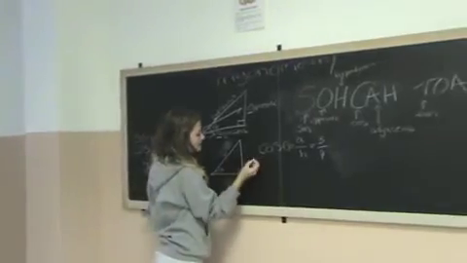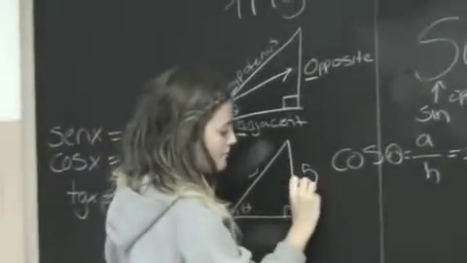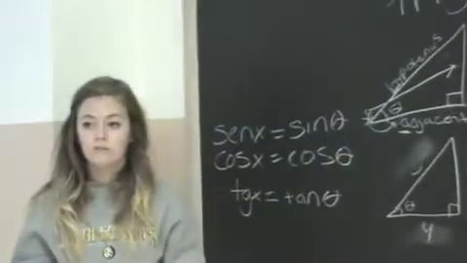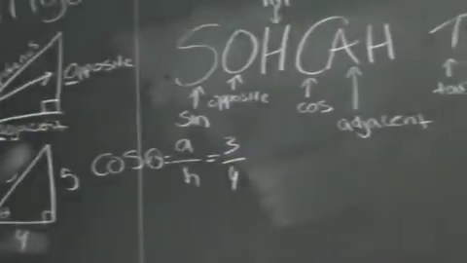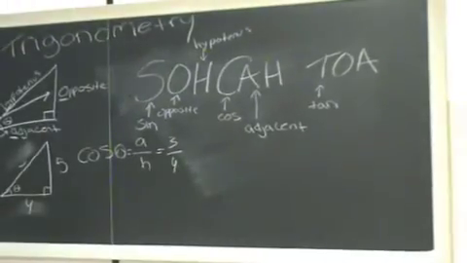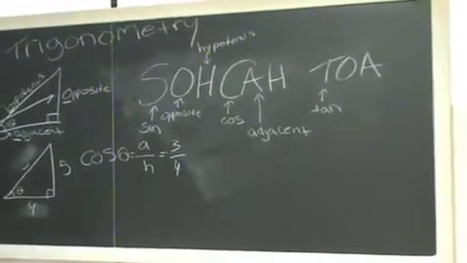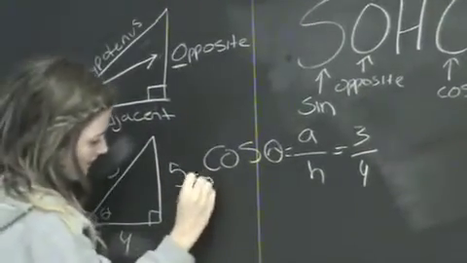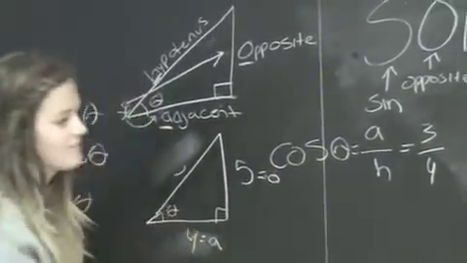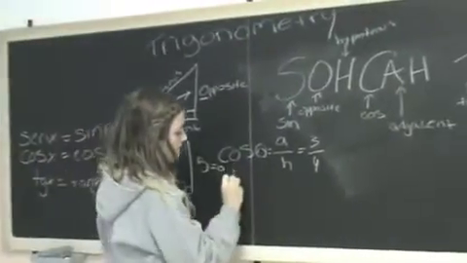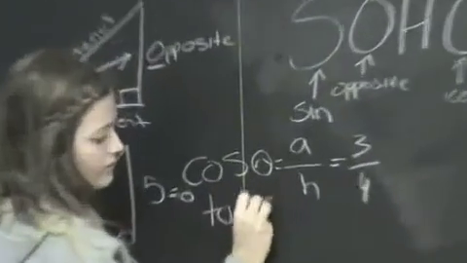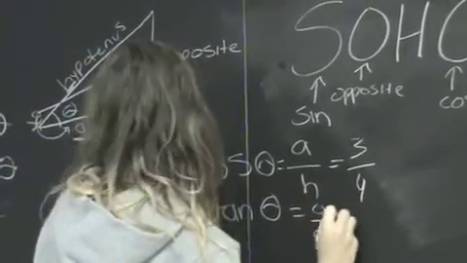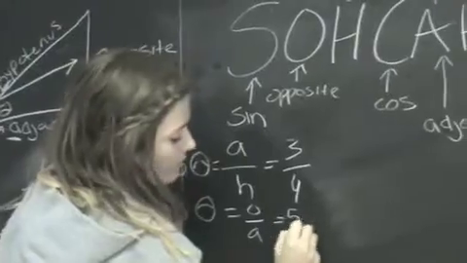So if you had, let's say, 5 and 4, which one could you use? And why can you use Toa? Because we have O and A. Exactly. This one is O, and this one is A. So then your equation would be tan theta equals O over A, or 5 over 4.